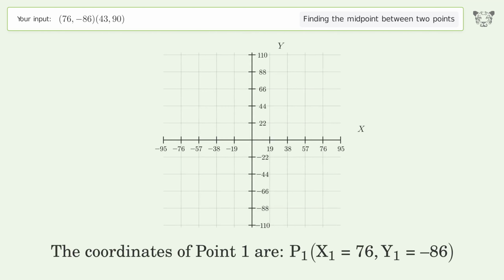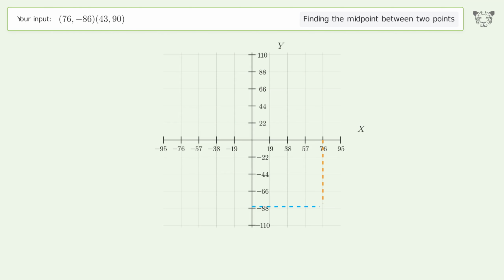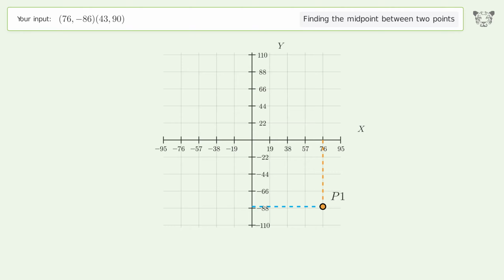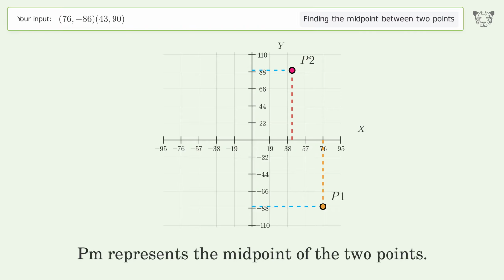The coordinates of point 1 are x1 equals 76, y1 equals -86. The coordinates of point 2 are x2 equals 43, y2 equals 90. PM represents the midpoint of the 2 points.